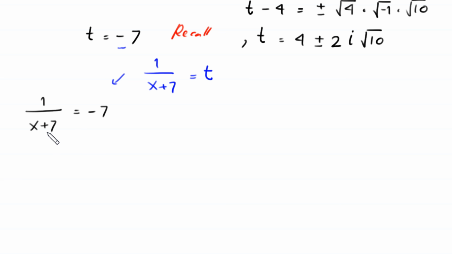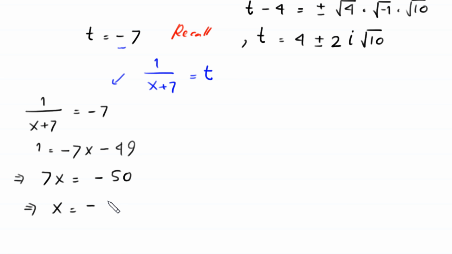Multiply both sides by x plus 7. This implies that 1 is equal to negative 7 times x, negative 7x, negative 7 times plus 7, minus 49. Move this negative 7x to the left hand side and this 1 to the right hand side. This implies that 7 times x equal to negative 50, and this implies that x is equal to negative 50 over 7. This is the first value of x. This is the first solution of this equation.